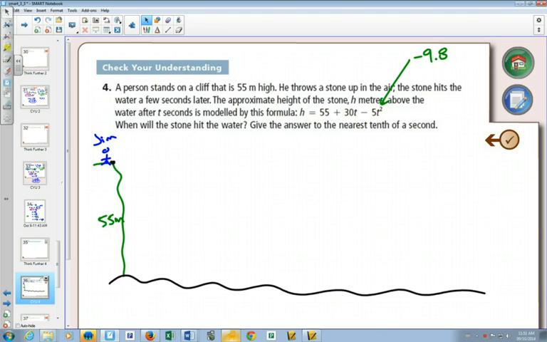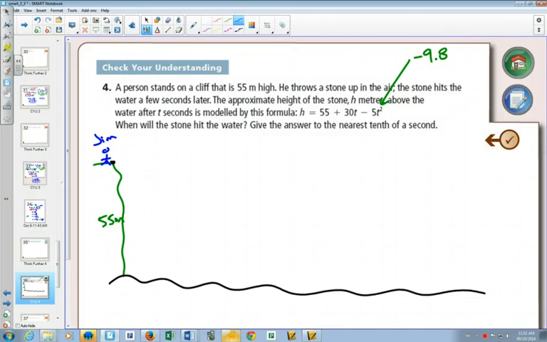All right. So we've got an equation for this. The approximate height of the stone, h meters above the water, we've got very dark waters in this question, is given by that equation. When will the stone hit the water? Okay. If we want to find out when the stone hits the water, what is the height of the stone when it hits the water?